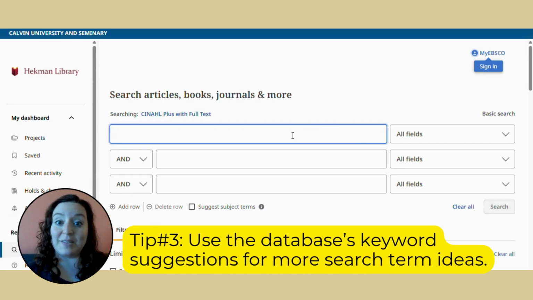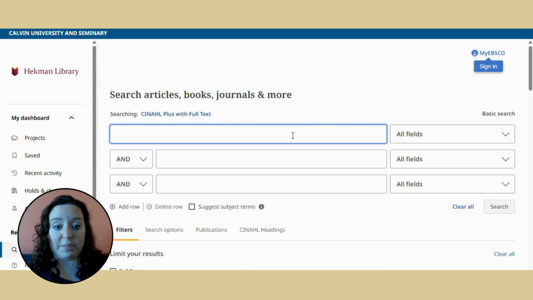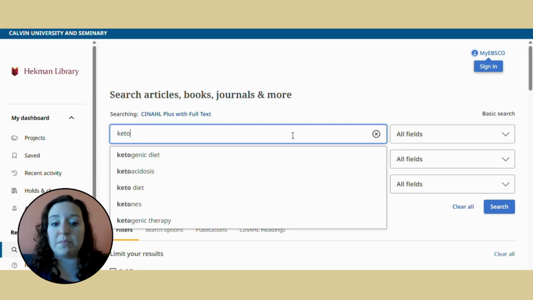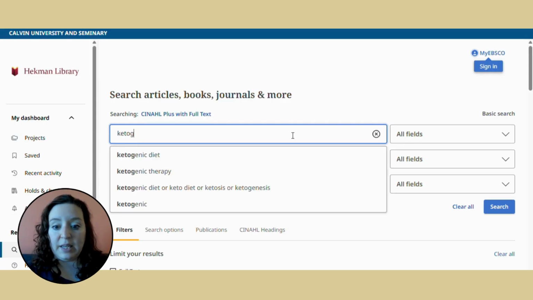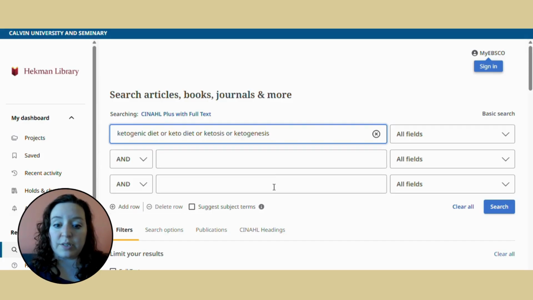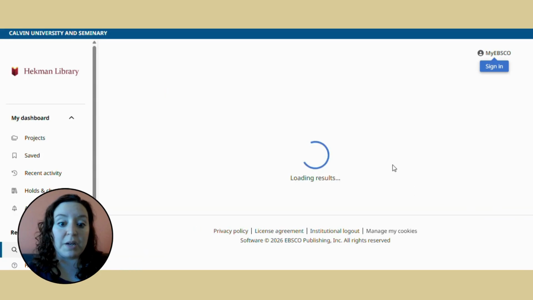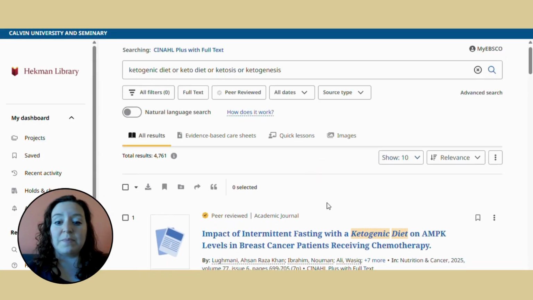Here's another way you can pick up more potential search terms. Use the database's keyword suggestions. Here in the CINAHL database, if I start typing out some part of my search like ketogenic diet, you can see that the database starts to guess what I want and offer alternatives. This string here with ketogenic diet or keto diet or ketosis, and so on, could be a useful way for me to find results that are similar in topic, but maybe using slightly different terms.